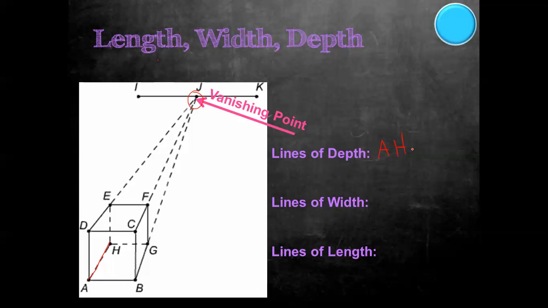Now we also have other lines of depth. We have BG, and we have DE, and we have CF.